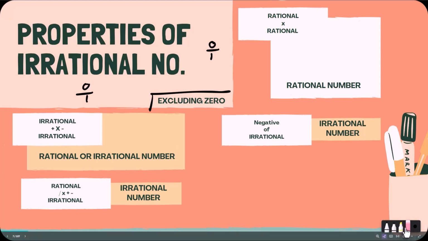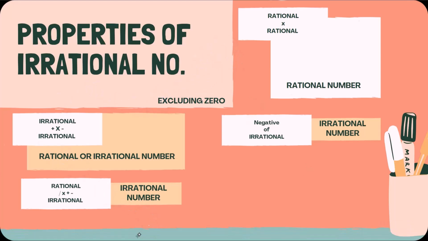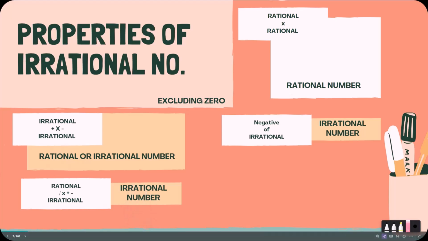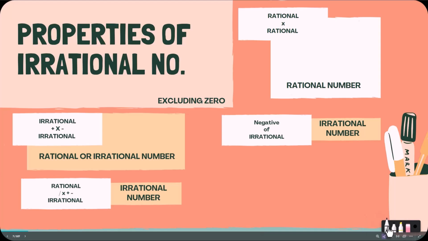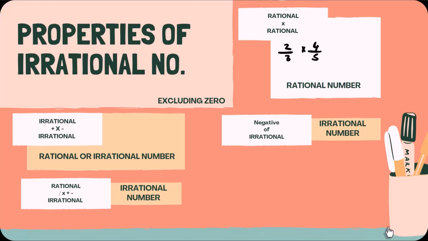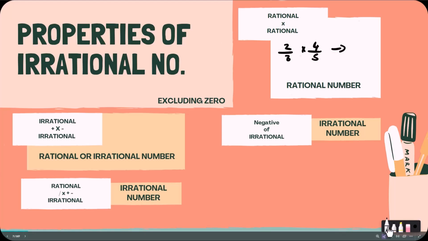So let's try to understand the properties of these real numbers. I'm writing the properties of irrational numbers because you have to understand what happens when we use them. When we use two rational numbers, what are we getting? I will always get a rational number, very simple logic. Take 2 by 3 into 4 by 5, or 2 by 3 divided by 5 by 6, anything. Multiply them, divide them, or subtract them, you'll always get a rational number. This we know.